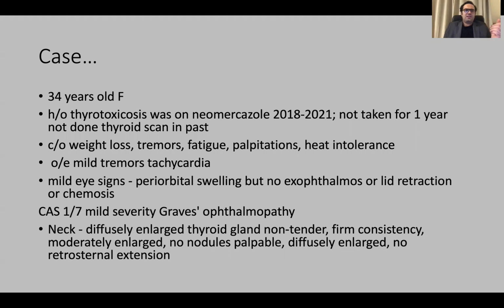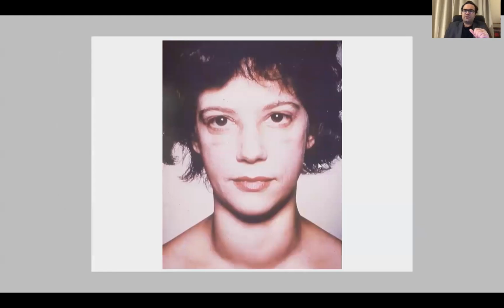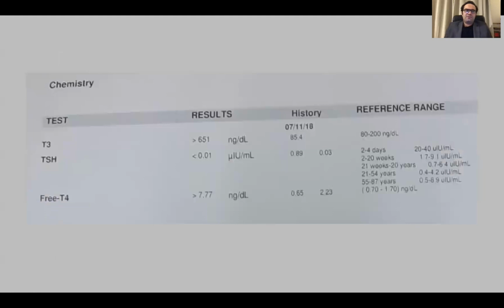On further examination, the neck is diffusely enlarged, the thyroid gland is non-tender, firm in consistency, moderately enlarged, no nodules palpable, and there is no retrosternal extension. So here you can see there is mild periorbital swelling, but there is no exophthalmos, or just mild exophthalmos with no lid retraction. And there is no chemosis. The clinical activity score was 1/7. There is diffuse goiter. Here you can appreciate the lab test done for this patient shows a TSH of less than 0.01 and a free T4 of more than 7.7.